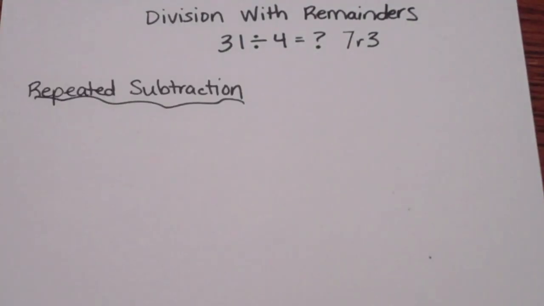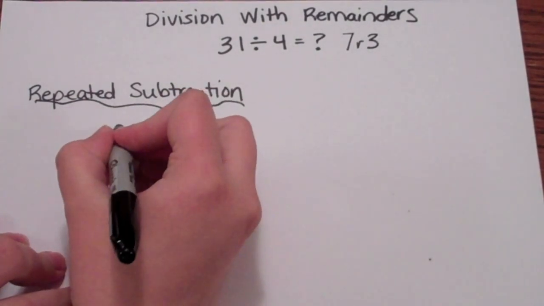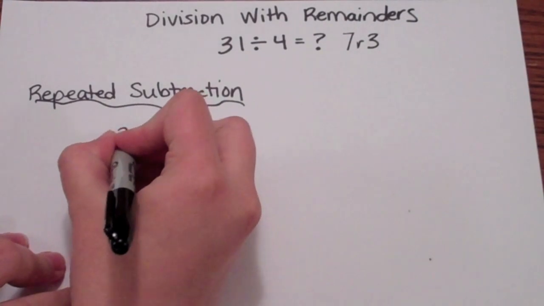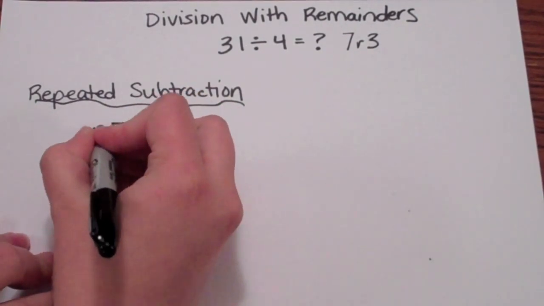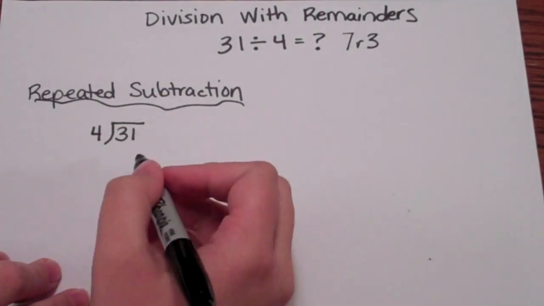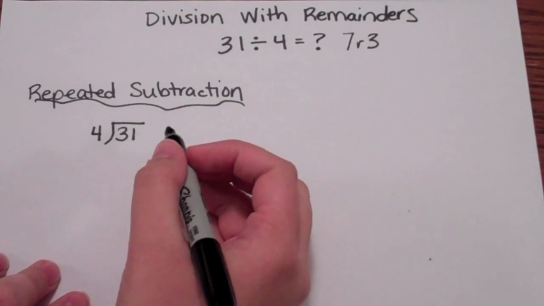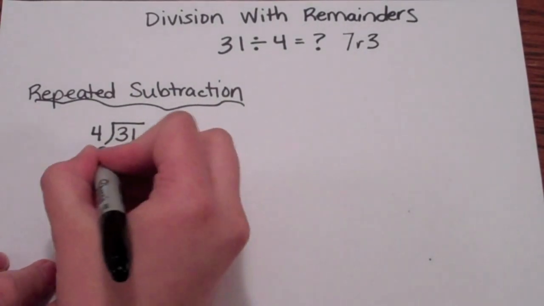The second method we discussed was using repeated subtraction. So the first thing I'm going to do is put my problem in the correct format. 31 inside the house divided by 4 on the outside. And I'm just going to subtract or take out 4s until I'm left with a small enough dividend that I can't take out 4 anymore.